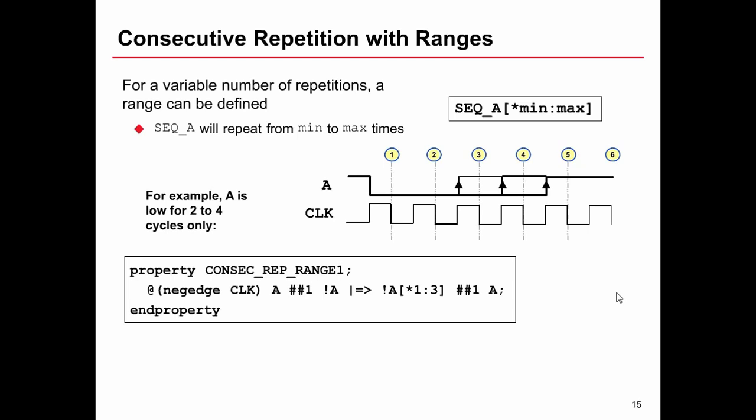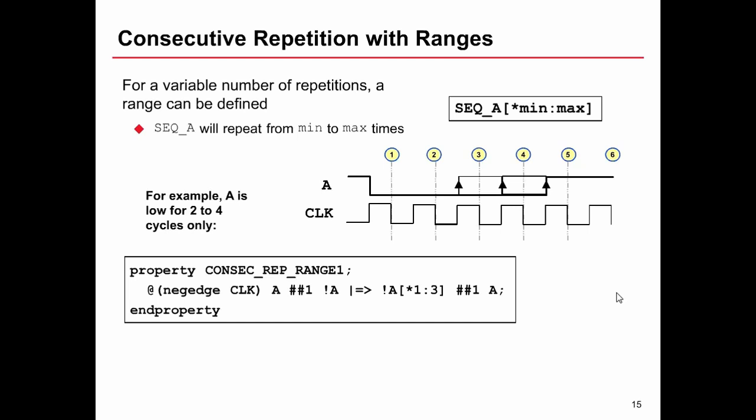Well, we can see here that the enabling condition of the property named consec rep range 1 is A followed by not A. And just as a matter of interest, we could have also written that as $fell A instead. That would make the intent more obvious. So if we see the fall of A, it implies on the next cycle we have not A between 1 and 3 times followed by A. Okay, so again, this is another different way we could have written a property which checks that A is low for between 2 and 4 cycles only.